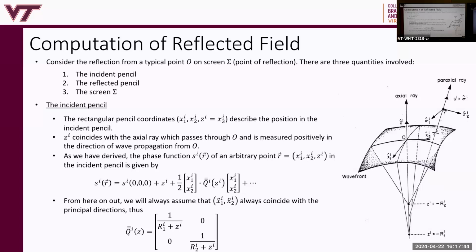So how we did that was we came up with three constructs. The first is the incident pencil. We can't just consider a single axial ray. Why is that? What differentiates this from the optics you learned in high school? The paraxial rays. Why do we need the paraxial rays?